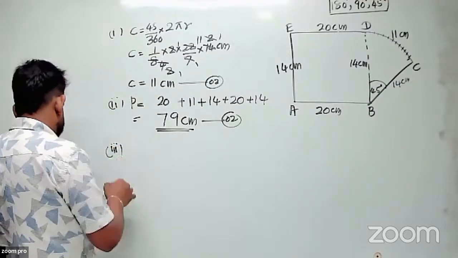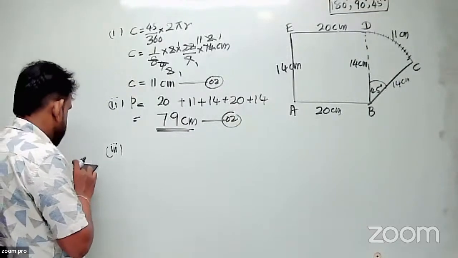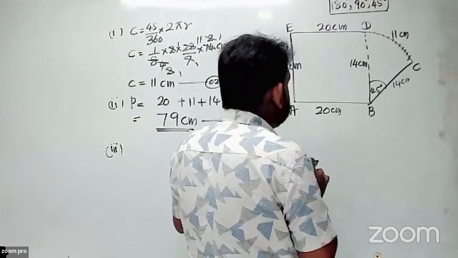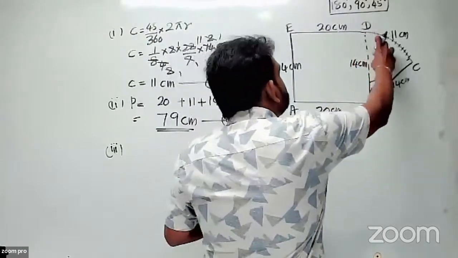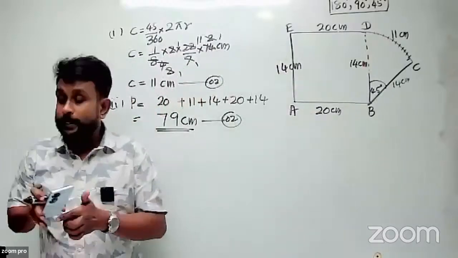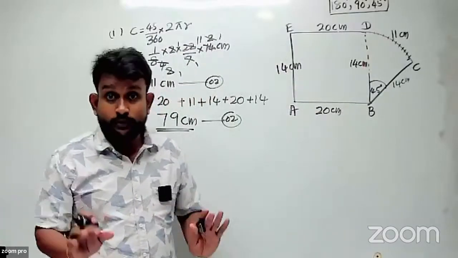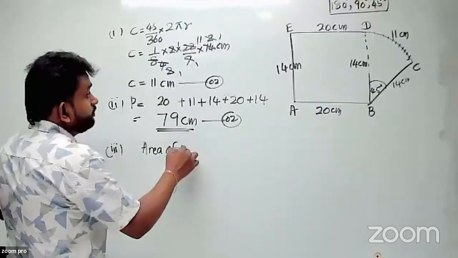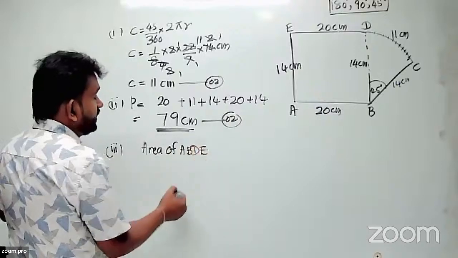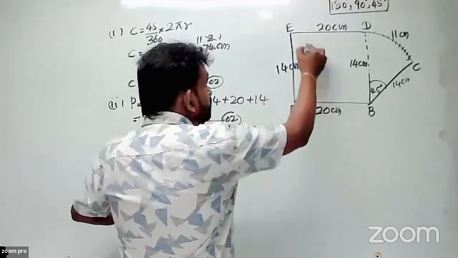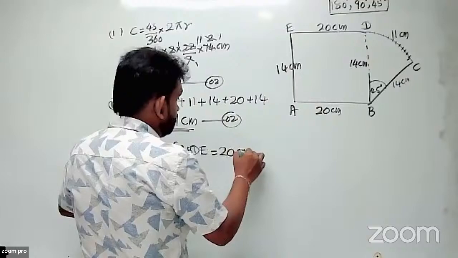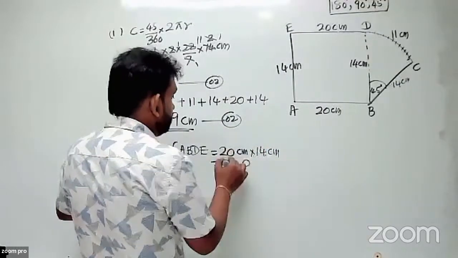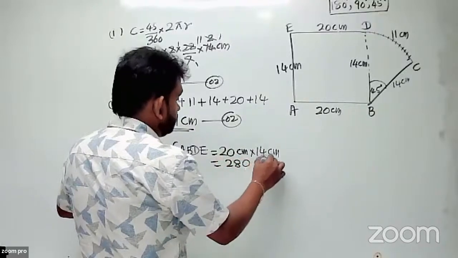Third one, find the ratio between the area ABDE and ABCD. Ratio between these two areas. To find the ratio, you require the area individually. So you write area of ABDE. How to find the area of ABDE? Length into breadth. So just 20 centimeter into 14 centimeter, right? 14 into 0, 14 into 2, 280 square centimeter.